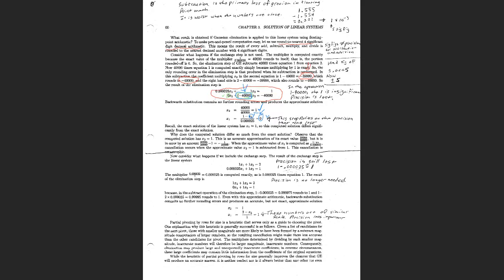So what we want to do is not use the smaller number with a computer. We don't want to use the smaller number as a pivot. We want to use the larger number. So what we're going to do is we have to do an exchange step. We have to interchange row 1 and row 2, so that the bigger number in column 1 is the pivot. And that's going to be the 1.